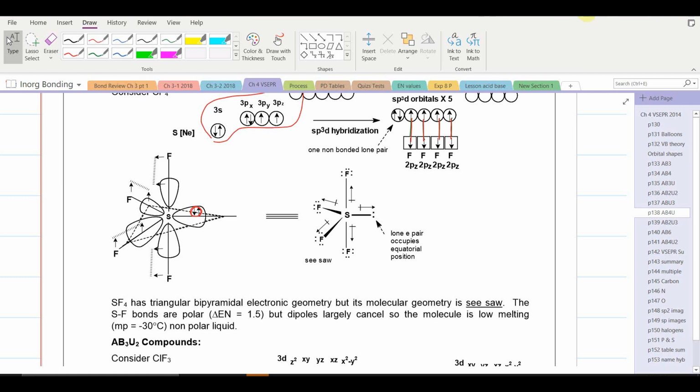The SF bonds are polar. Delta EN is 1.5, but dipoles largely cancel, so the molecule is low melting, a nonpolar liquid.